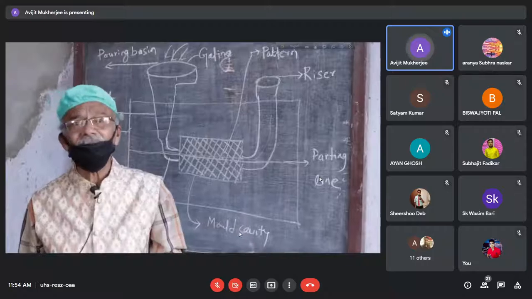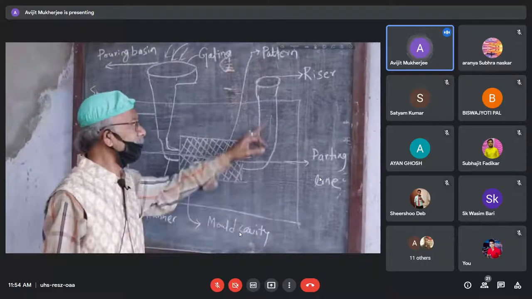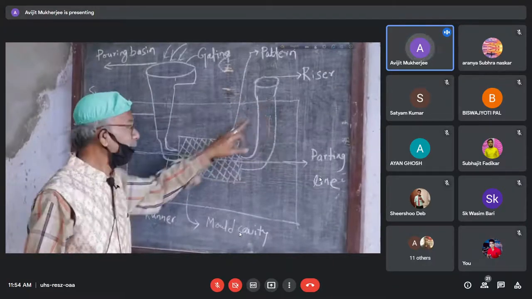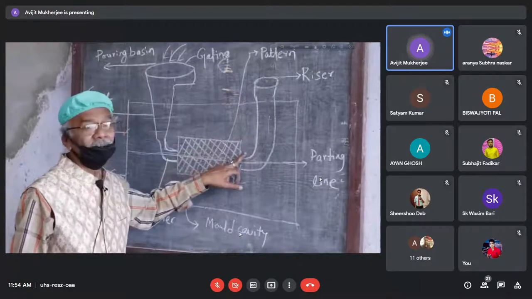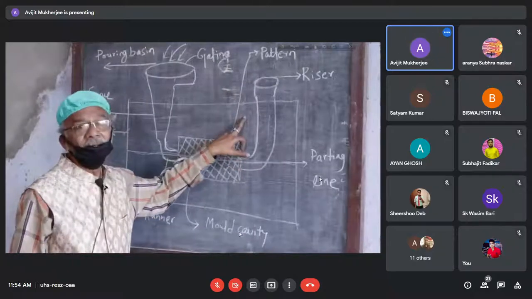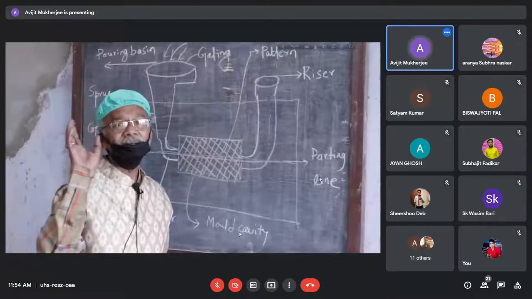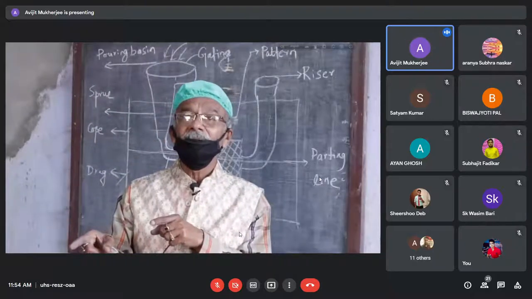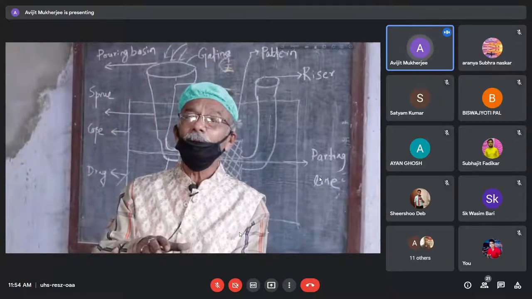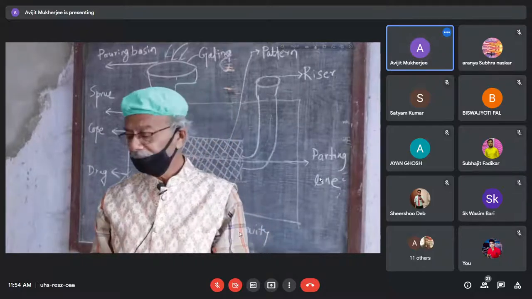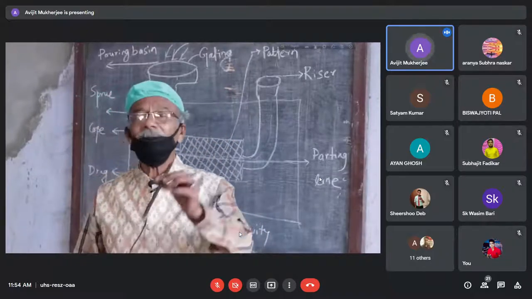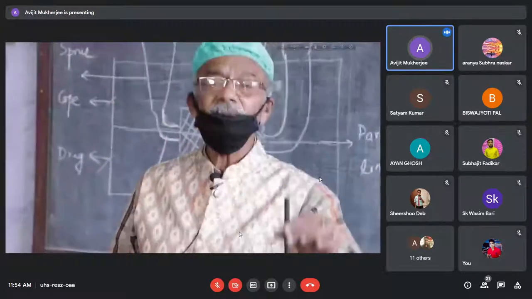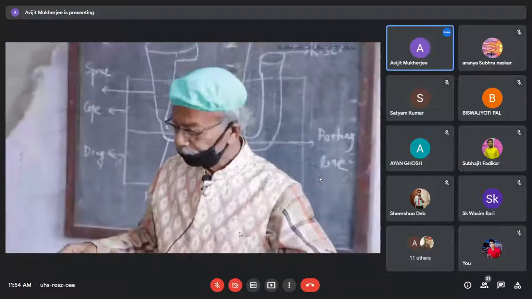What is the function of the blind riser? If, for any reason, the molten metal present in this riser freezes, the blind riser, which is not exposed to air, will feed the metal during the shrinkage. As it is not exposed in ambient condition and sits in between the drag and cope, it is known as the blind riser. And this is known as the draw spike, through which we remove the pattern from the mold.